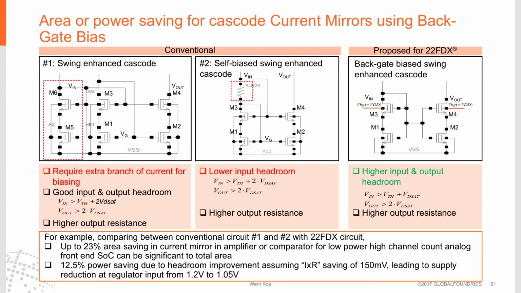In this example, we apply forward backgate biasing to the cascode pair. In this example of a current mirror, we utilize forward backgate biasing to save on the number of devices used and also save on headroom. As you see, on the left-hand side, we have 6 devices in a swing-enhanced cascode in a conventional type of structure. In the center, we have a resistor in a self-biased swing-enhanced cascode. On the right-hand side is a proposed 22FDX solution where these components have been removed and the backgate biasing has been applied to the cascode devices to do all the work.